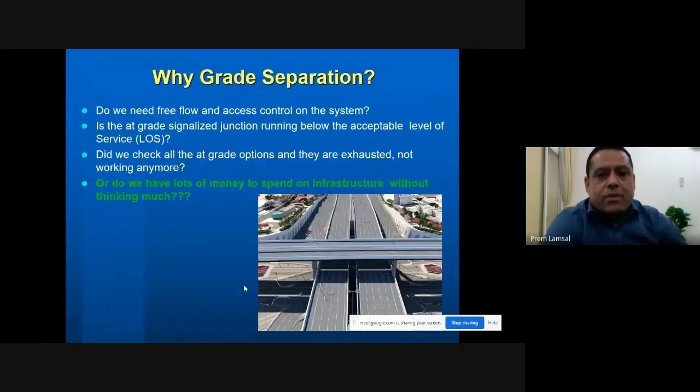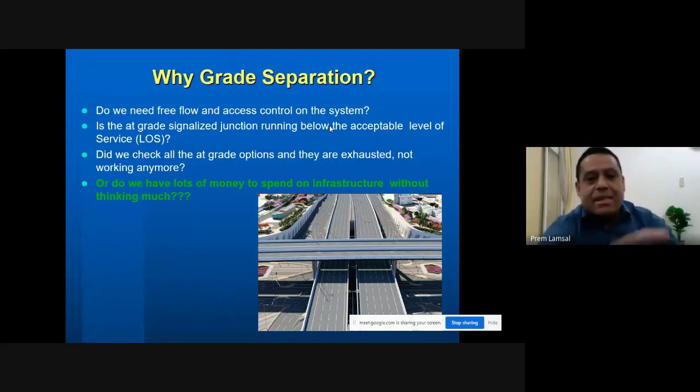Next, I am going to discuss why grade separation. Normally, people prefer to say, okay, let's build a flyover. It's easy. But before that, we need to think about what we need. Do we really need free flow and access control in the system? This is very important before talking about grade separation.